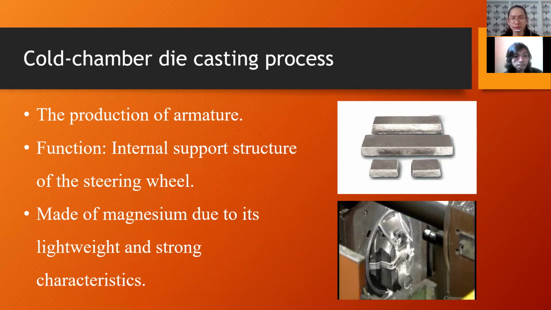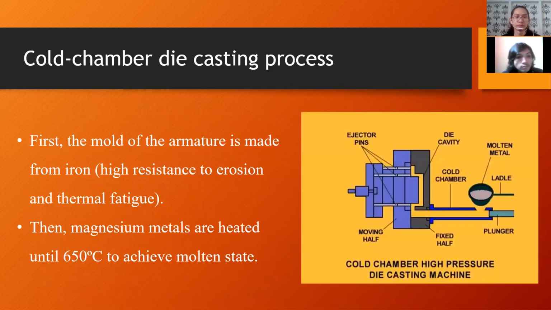So the first component that needs to be manufactured for the steering wheel is the armature. This armature is made using the cold chamber die casting process, and it functions as the internal support structure of the steering wheel. The armature is made of magnesium due to its lightweight and strong characteristics. First, the mold of the armature is made from iron due to its high resistance to corrosion and thermal fatigue. Then the magnesium metal is heated to 650 Celsius to achieve the molten state.